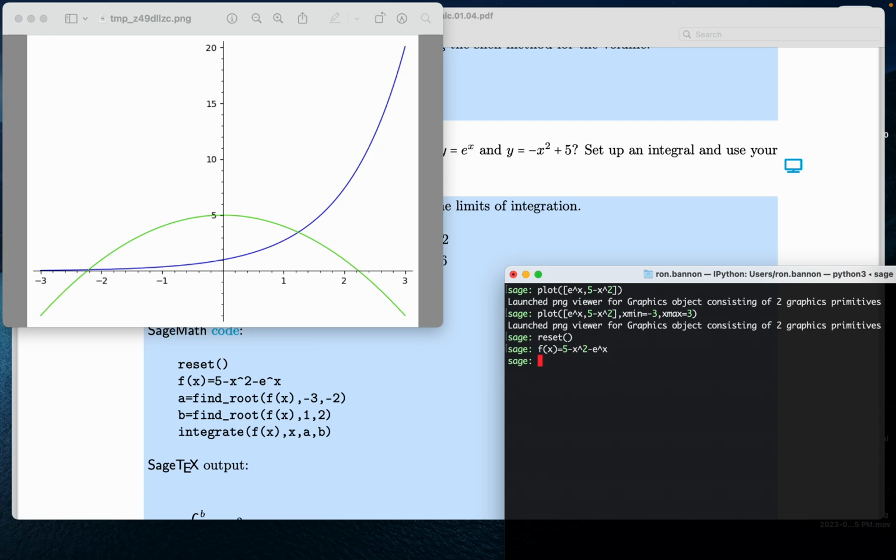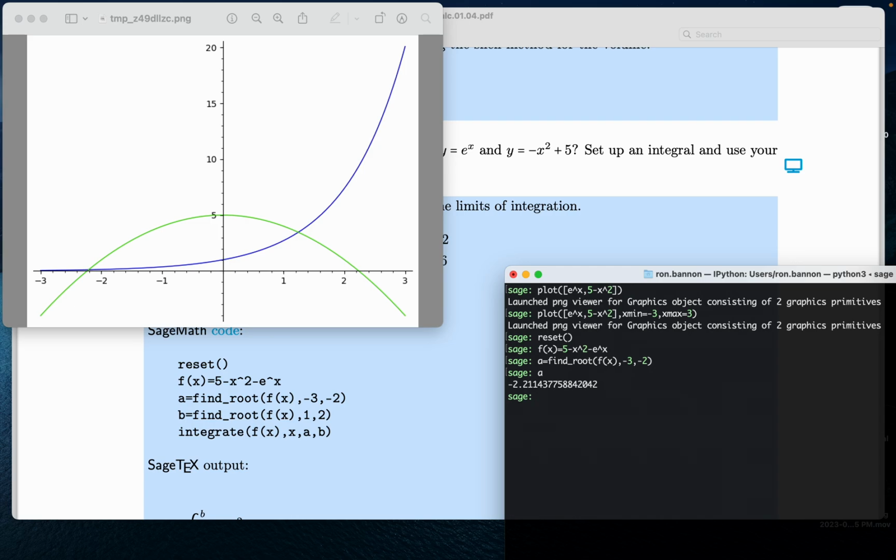Okay? And what I want to do is the lower limit. I'm going to say a is my lower limit. What's my lower limit going to be? I don't know, but I know where it is approximately. So I'm going to use a command called find root of f of x, and I need to give it a bound. Looking at the picture, it occurs between minus 3 and minus 2. Now someone says, I wonder what a is. I'm going to display a for you. A is that number there.